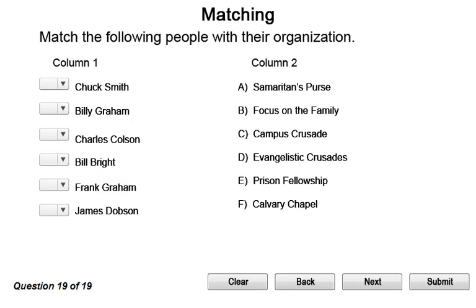Match the following people with their organization. Samaritan's Purse, that was founded by Franklin Graham. Focus on the Family, that was founded by James Dobson. Campus Crusade, Bill Bright. Evangelistic Crusades, that would be Billy Graham. Prison Fellowship, that would be Charles Colson. And Calvary Chapel, that would be Chuck Smith.